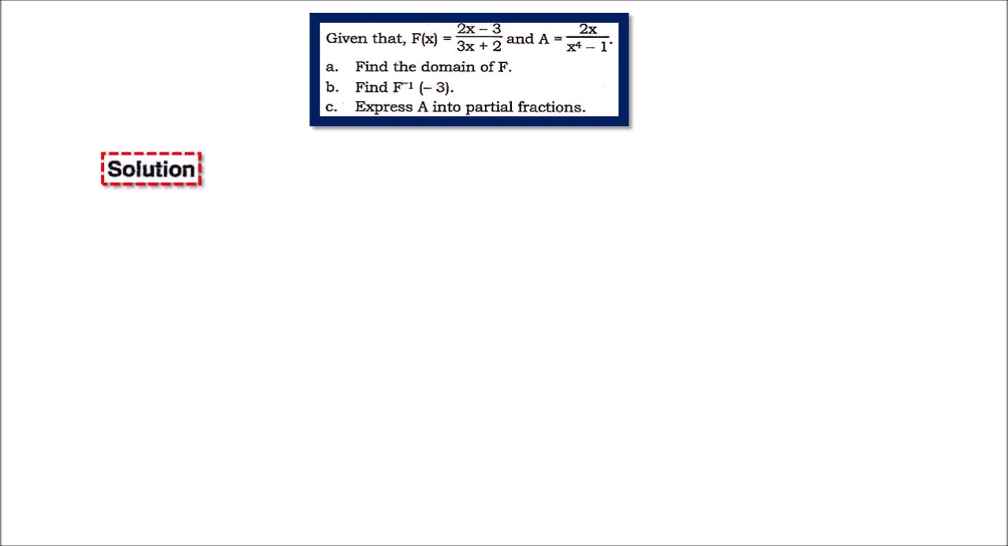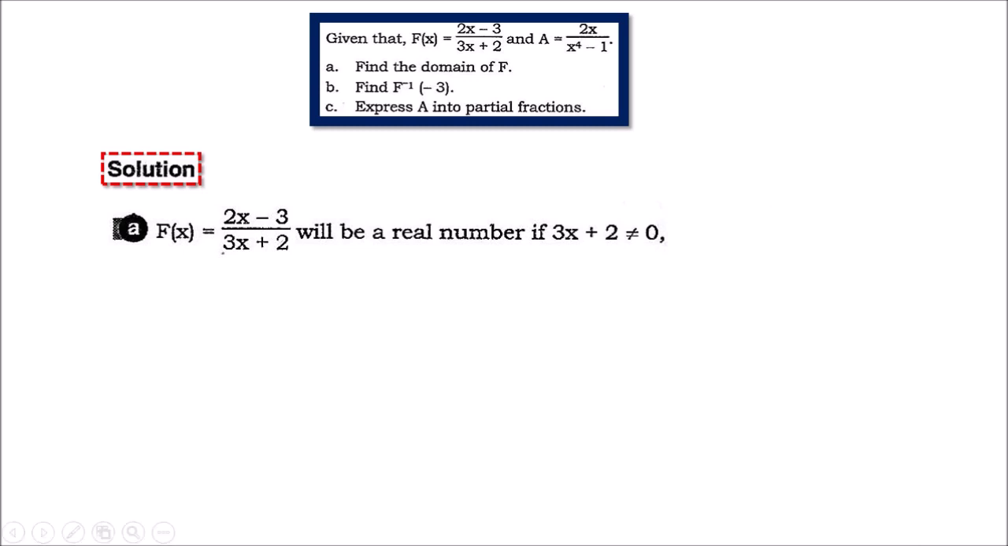So question A tells us to find the domain of f. For solving it, you have to look at the function here, that is (2x minus 3) by (3x plus 2). This will be a real number if and only if the denominator is not equal to 0. If the denominator is not 0, whatever the number is, minus, plus, fraction, that will be a real number. But if you put 0 here, it will be undefined. Anything divided by 0 is infinity or undefined. Similarly, if 3x plus 2 is 0, that is not a real number.